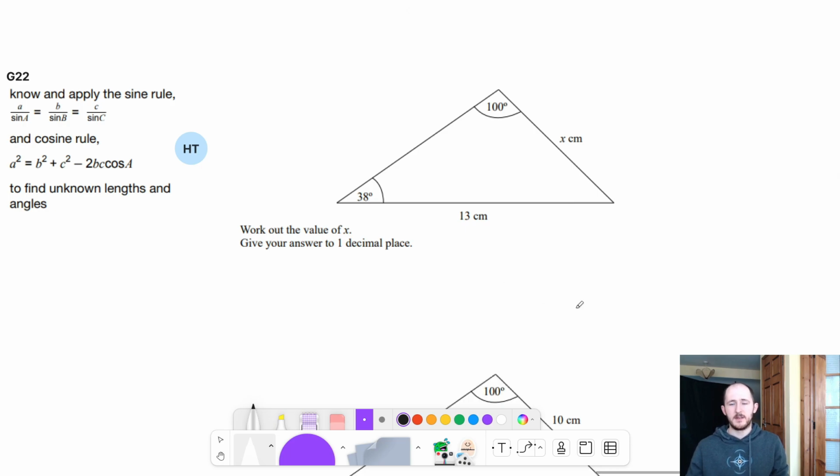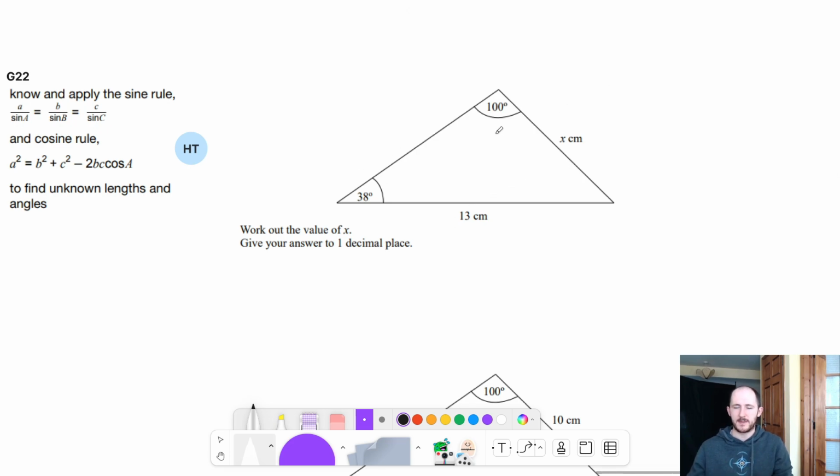Higher here, you need to be able to use the sine and cosine rule to find unknown lengths. So with the sine rule, it's very difficult to know when to use sine versus cos rule. Generally speaking, cos rule is if you have two sides and an angle between them, or you have three sides and you want an angle. It's a bit more tricky. However, with practice, you'll know when to use them.